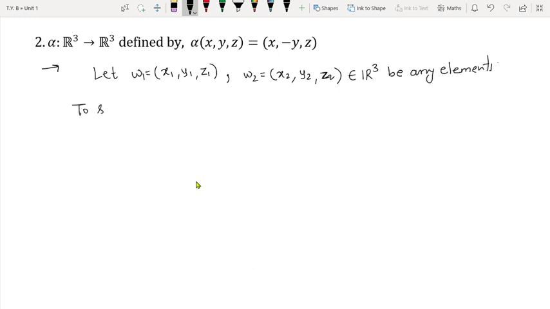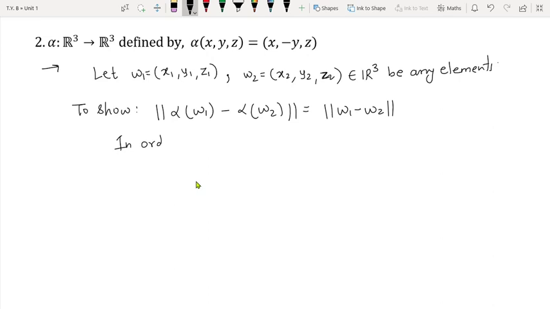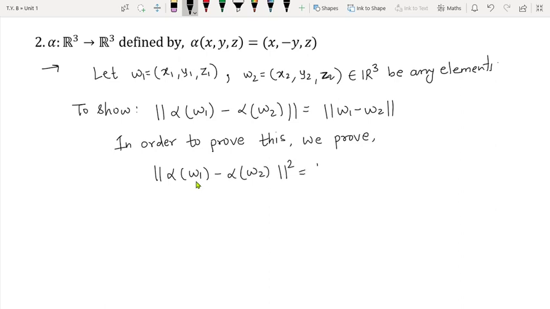What we have to show: norm of alpha w1 minus alpha w2 is equal to norm of w1 minus w2. Now just take a note, in order to prove this, we prove norm of alpha w1 minus alpha w2 whole square is equal to norm of w1 minus w2 square.